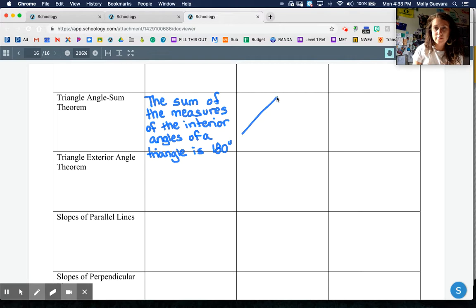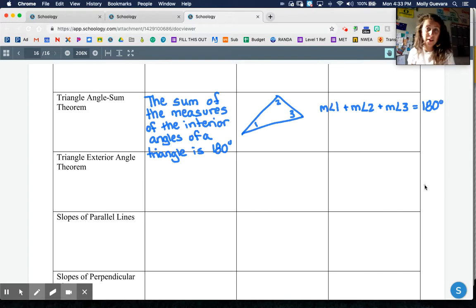So if I have any randomly drawn triangle, this is angle 1, angle 2, and angle 3. All this means is the measure of angle 1 plus the measure of angle 2 plus the measure of angle 3 all equals 180. So again, that's something that you guys already know. You probably just didn't know what it was called. So it's called the triangle angle sum theorem. If I add up all three angles of a triangle, I get 180 degrees.